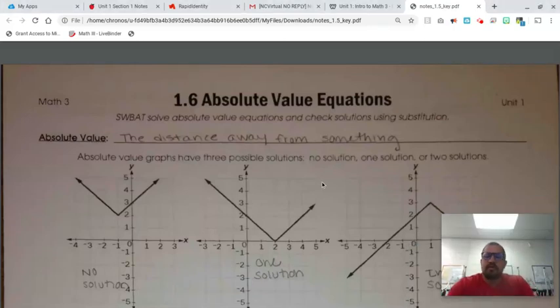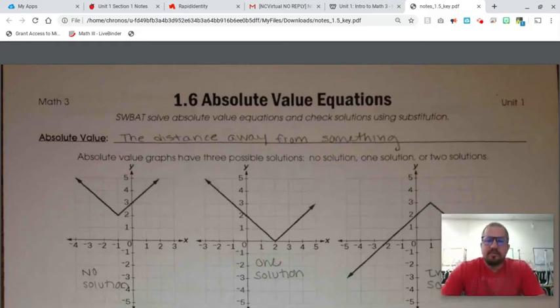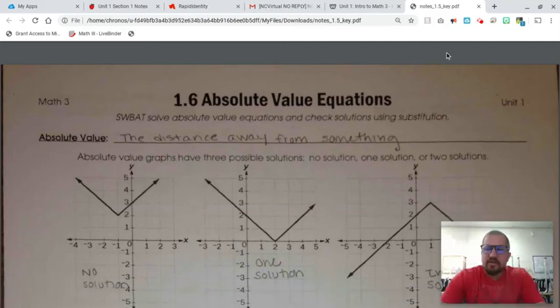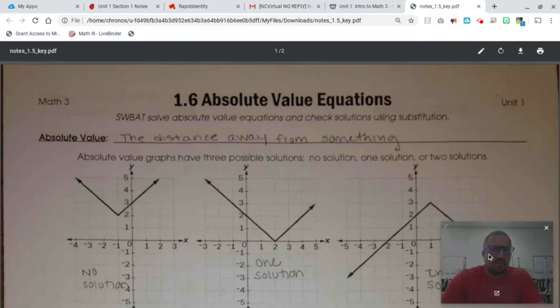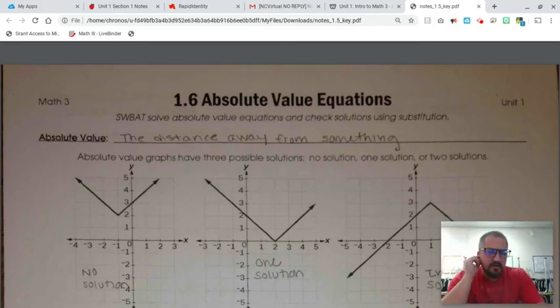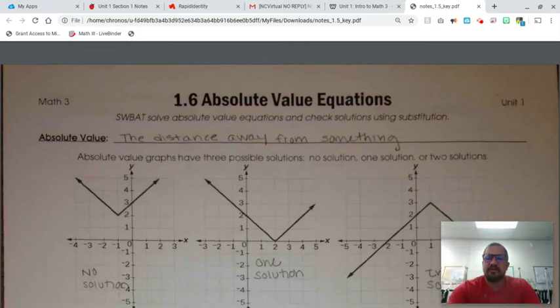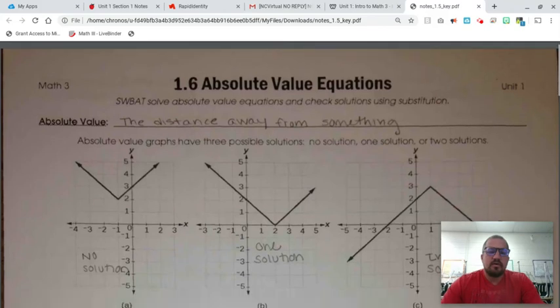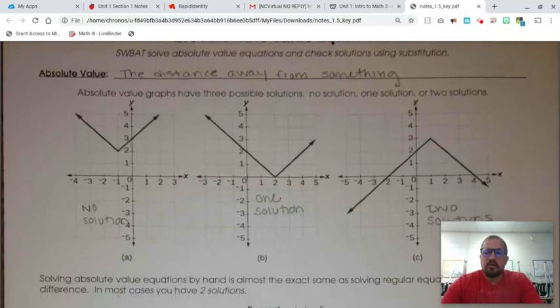All right, so this is absolute value equations, the beginning of the Math 3 units. First of all, the first thing we have here is what is the definition of absolute value, and that is the distance away from something. So if you want to know the absolute value of something, it's always going to be a positive because we're finding how far away you are. You may be 3 below or 3 above, but the absolute value is still going to be 3.